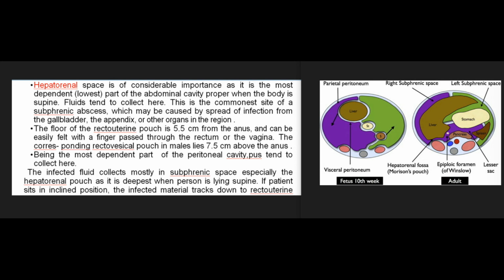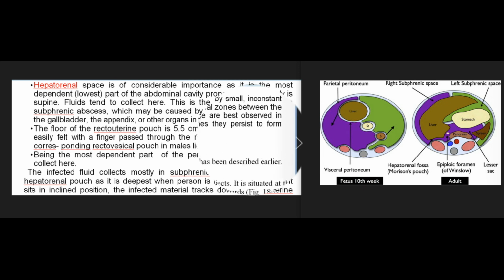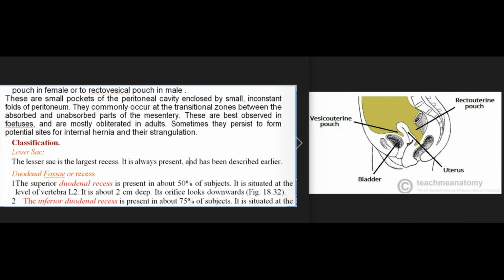If the patient sits in an inclined position, the infected material tracks down to the rectouterine pouch in females or to the rectovesical pouch in males. These are small pockets of the peritoneal cavity enclosed by small, inconstant folds of peritoneum. They commonly occur at the transitional zones between the absorbed and unabsorbed parts of the mesentery. These are best observed in foetuses, and are mostly obliterated in adults. Sometimes they persist to form potential sites for internal hernia and their strangulation.